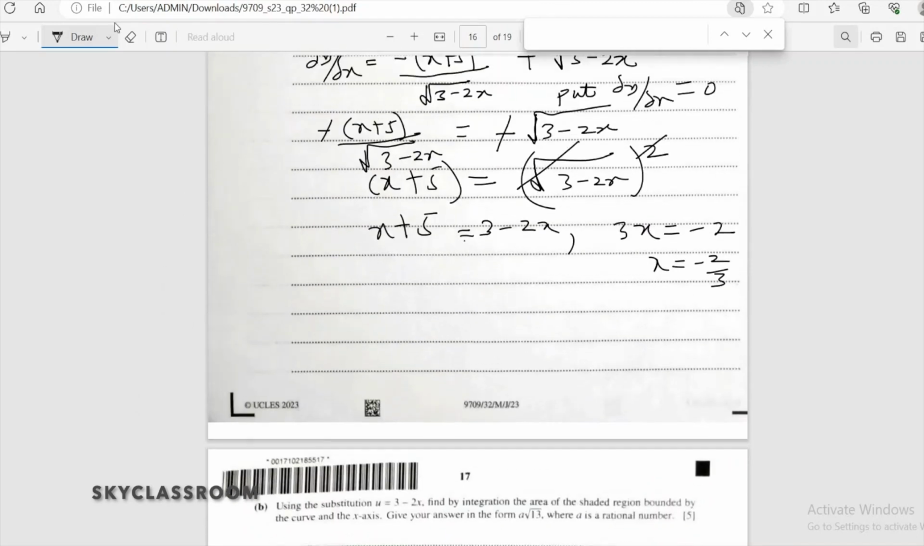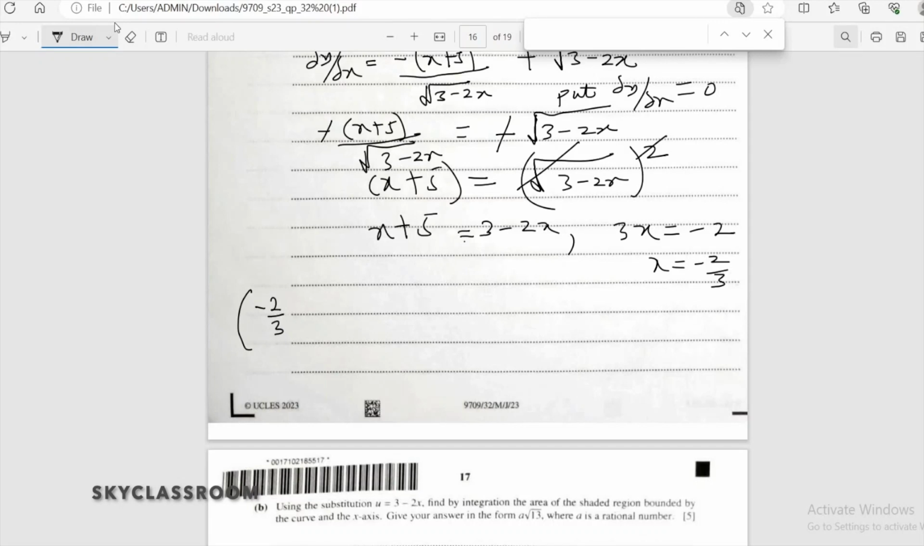So you have to get x and y. The value of x is minus 2 over 3. So let's get the value of y. To get the value of y, substitute x in the equation. y is x plus 5 bracket, square root of 3 minus 2x, and x is minus 2 over 3. At the end of the day, y will be minus 2 over 3 plus 5.